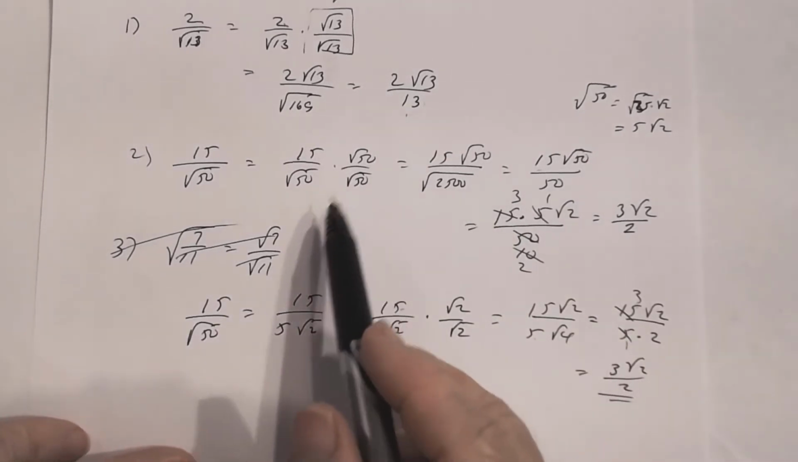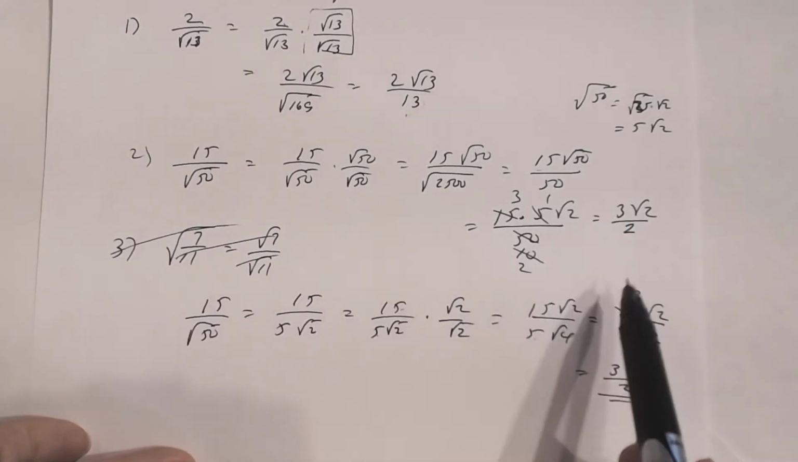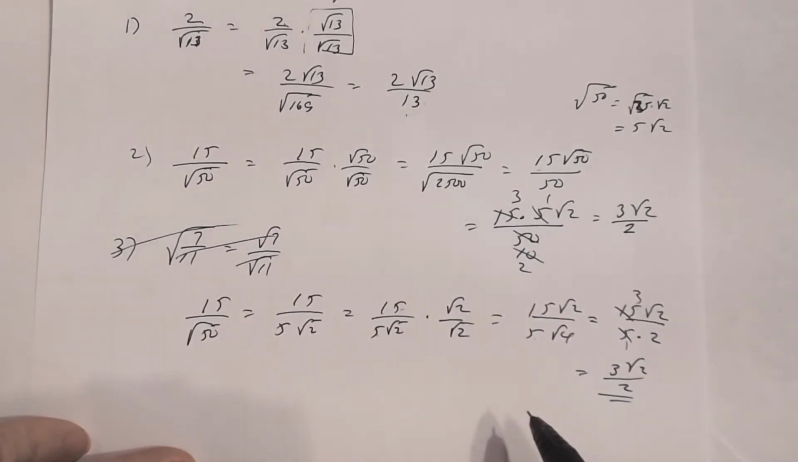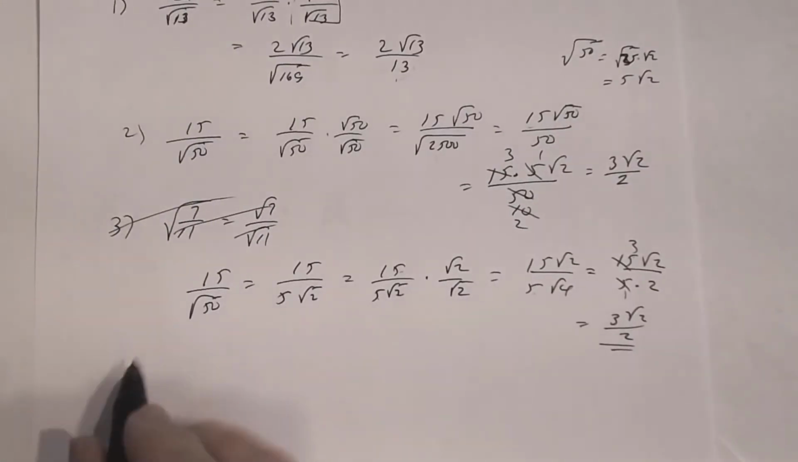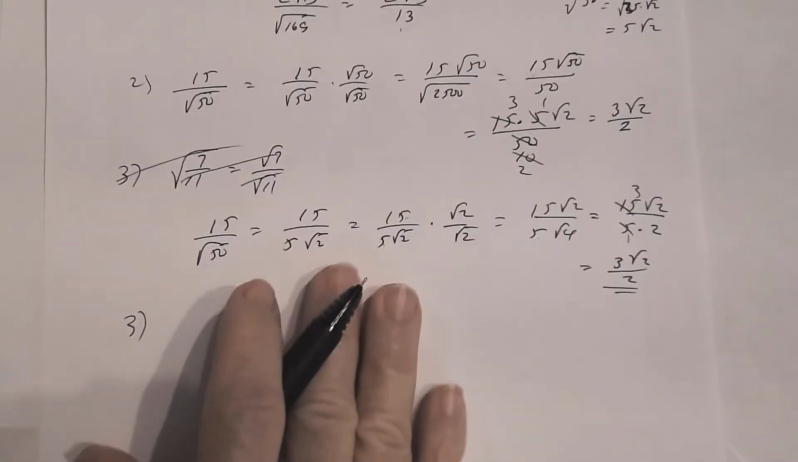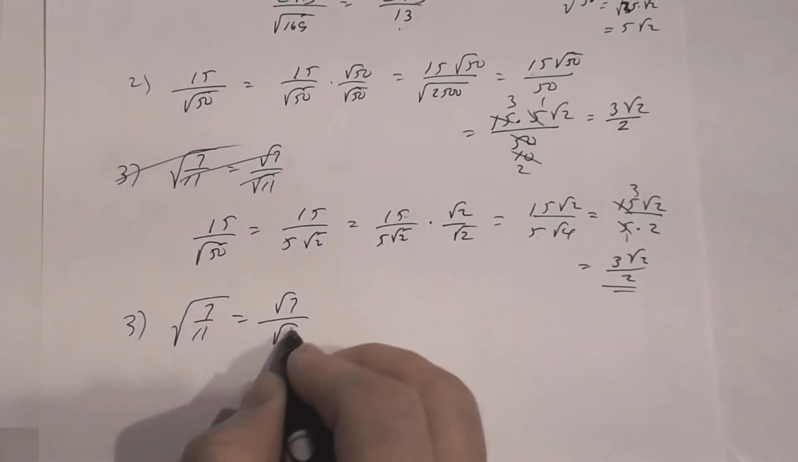So it doesn't matter if you don't reduce first, but you would have to simplify at the end. Okay? All right, so I forgot to mention that. So number 3, let's go about number 3 now. You have the square root of 7 divided by 11, so it'll be the square root of 7 divided by the square root of 11.